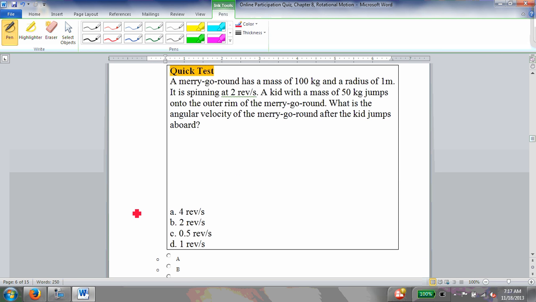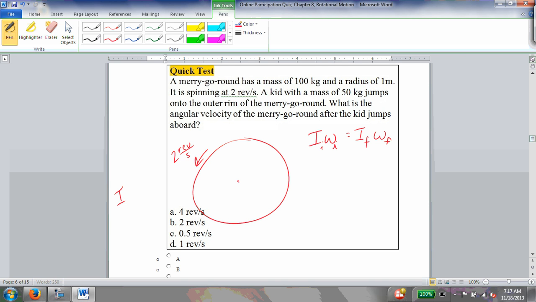I have a merry-go-round, mass of 100 kilograms, radius of 1 meter, spinning at 2 revolutions per second. Then a kid jumps on. I want to know what is the new angular velocity. So this is going to be an angular momentum problem. I know that I initial omega initial will equal I final omega final. I have this disk rotating at 2 revolutions per second. It has a certain moment of inertia, that's my I initial. It's a disk, so it's 1/2 mr squared. Actually, I think it's the same as the previous one. Yeah, 100 kilograms, 1 meter. So it's 50 kilogram meters squared.